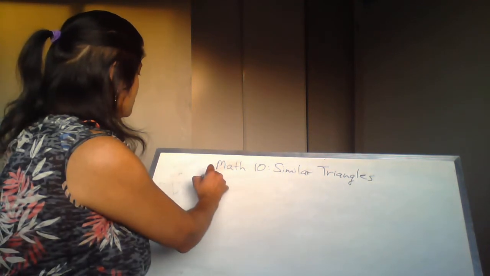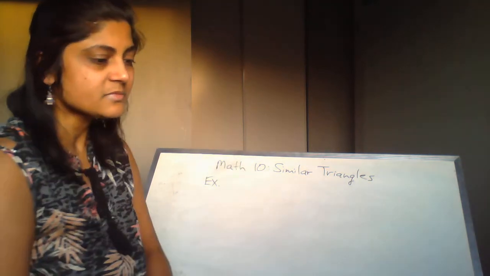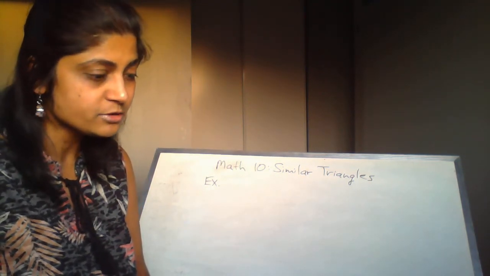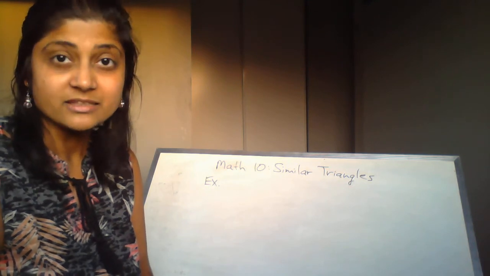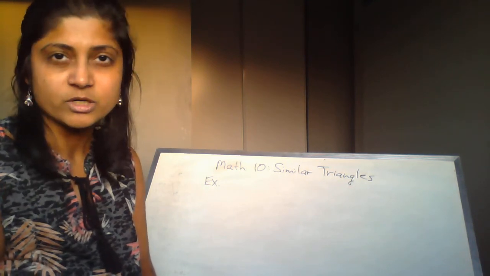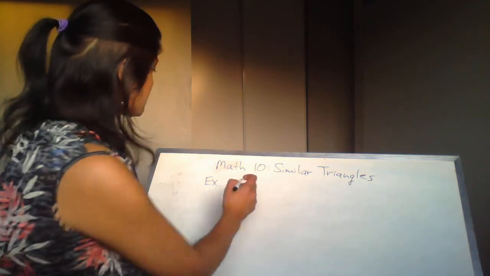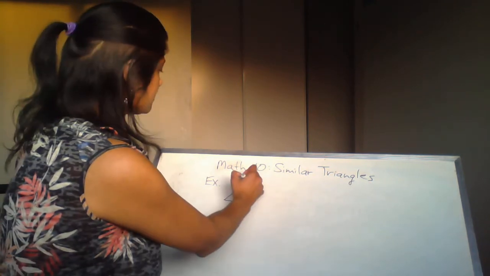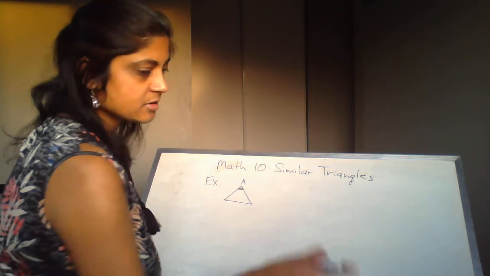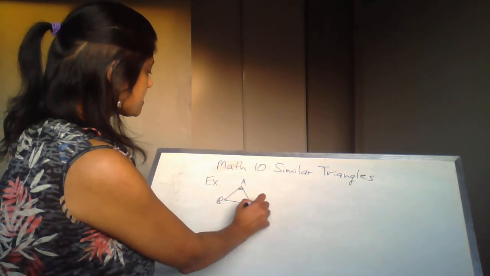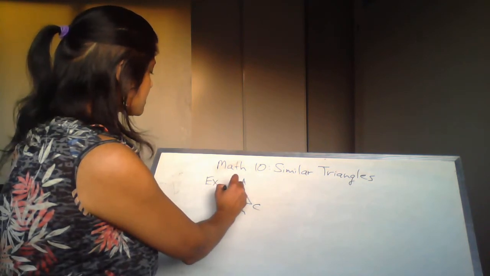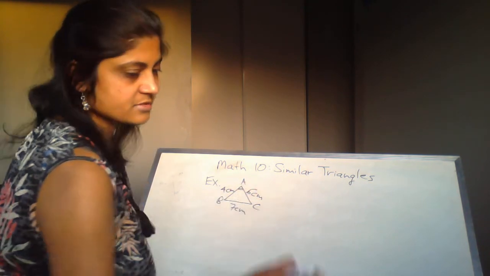So I'm going to put an example here. In some of these questions, it just says the triangles in each pair are similar, and find the unknown side lengths. This is most likely the question the teacher will give you. So let's try this one. I have two triangles. This is A, B, and C. This side is 7 centimeters, 4 centimeters, and 6 centimeters.